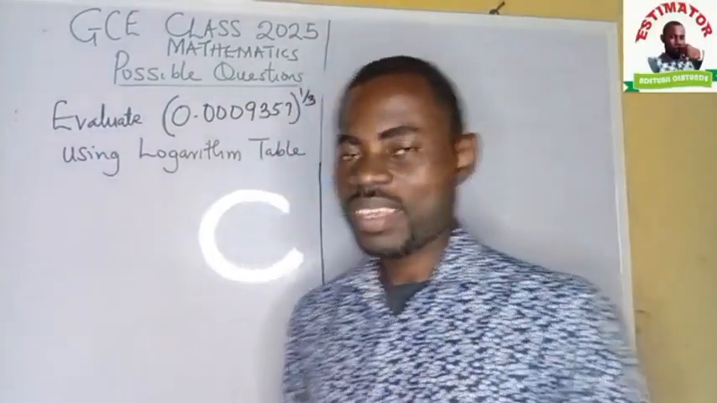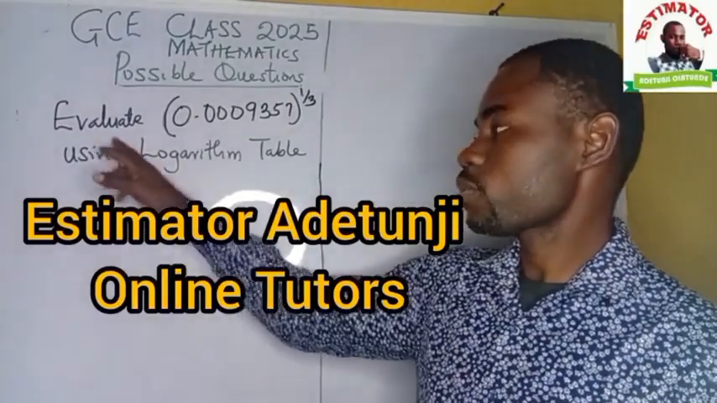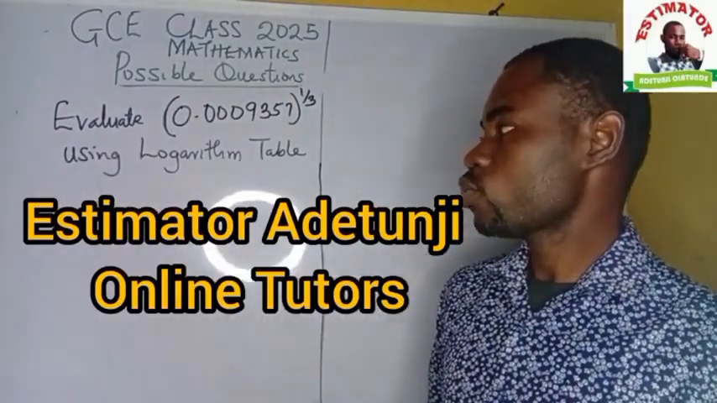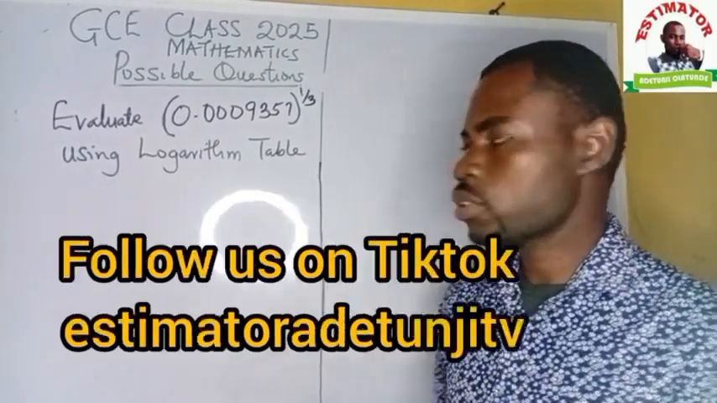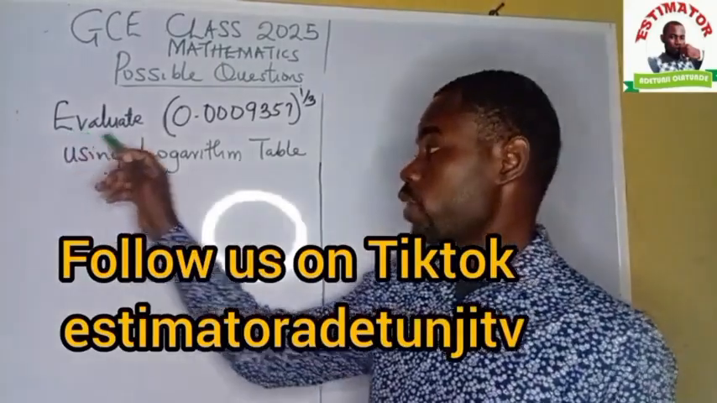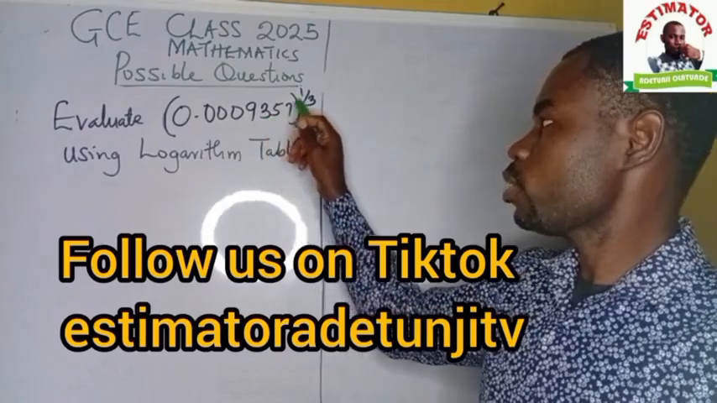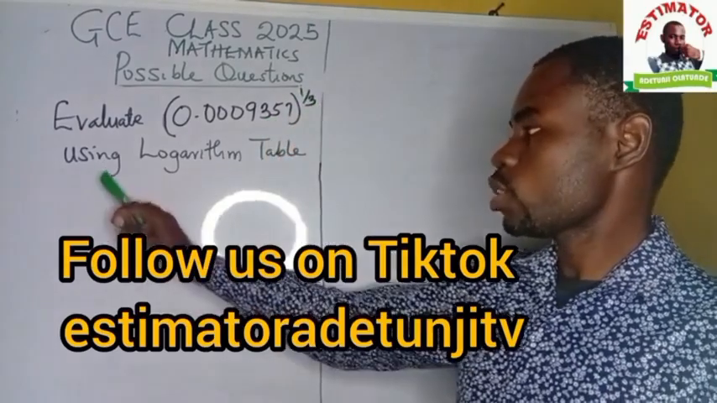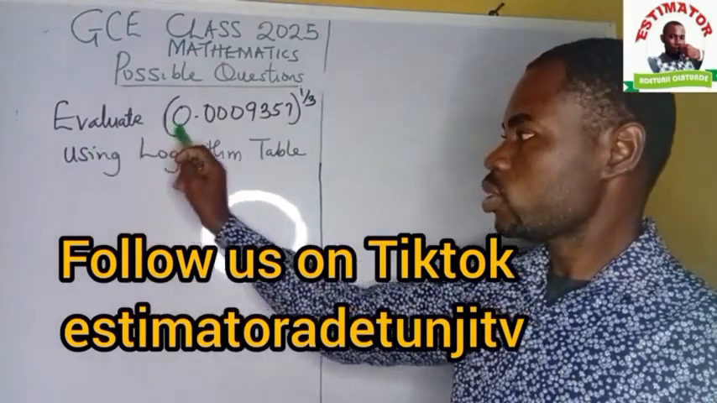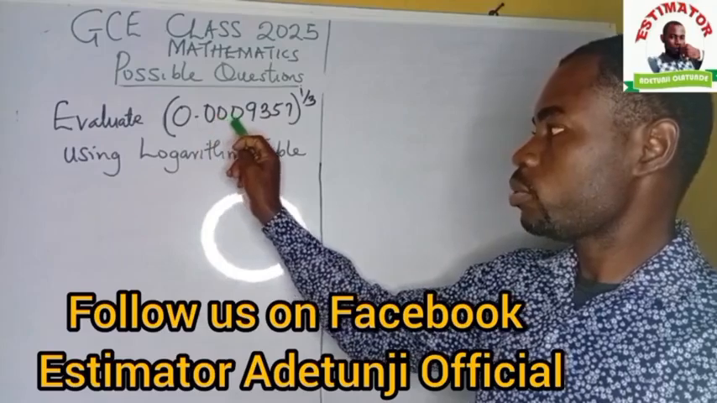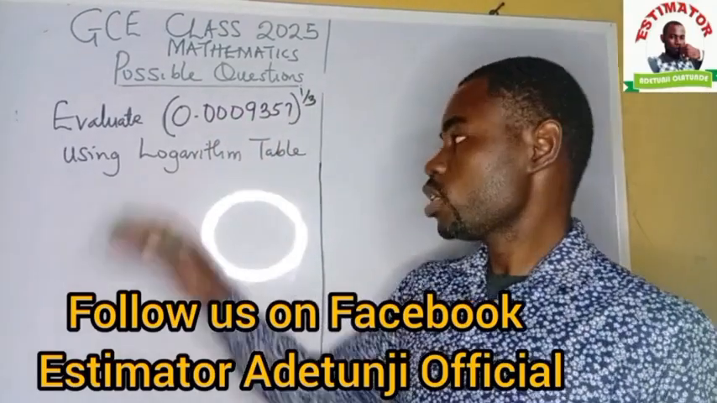Yes, welcome back. Here we have our question to entertain ourselves, which I would like you to put your answer in the comment box based on what I have taught you. The question said evaluate 0.000937 raised to power 1 over 3 using logarithm table. I repeat, it says evaluate 0.0009357 raised to power 1 over 3 using logarithm table.